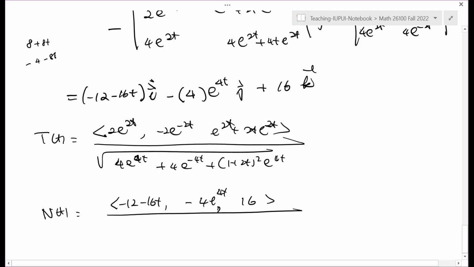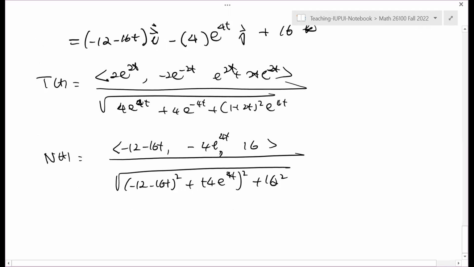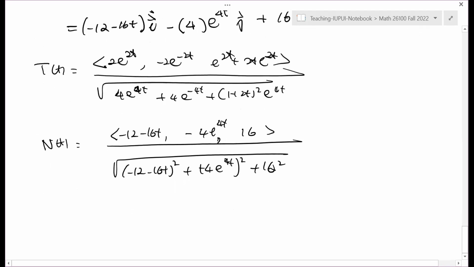And then the normalization is negative 12 minus 16t squared plus negative 4e to the 4t squared plus 16 squared. Then if you're at some particular point, you can plug in the number for t. But anyway, for every curve, as long as the first derivative and second derivative are linearly independent, you can get two special vectors associated with that. Okay.